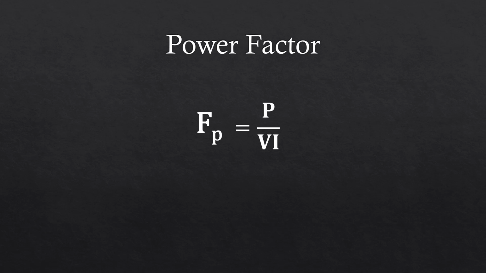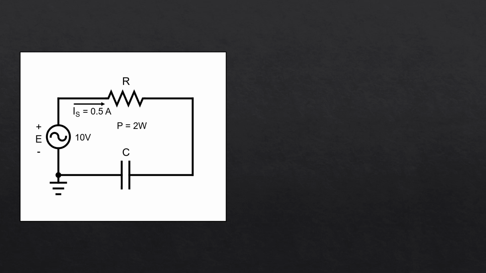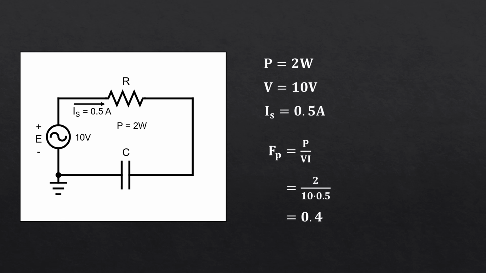The ratio between the average power and the total apparent power is called power factor. Denoted FP, it is a unitless value between 0 and 1 that can be determined by dividing the average power by the product of the voltage and current. For example, in an ideal series AC circuit with one resistor and one capacitor, with a power of 2 watts, an applied voltage of 10 volts, a current of 0.5 amps, the power factor works out to be 0.4.